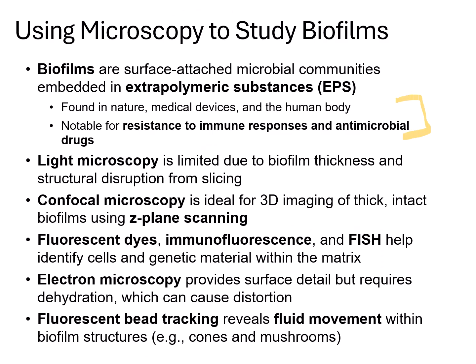Because of these characteristics, we're interested in studying biofilms under the microscope as well. Some types are limited. For example, thickness is not good for light microscopy. Confocal works pretty well, and fluorescence can be used to identify specific parts. Electron microscope is not that great because it requires dehydration, and we can even use fluorescent beads to track specific parts or components of the biofilm by attaching fluorescently labeled beads to specific structures we're interested in seeing.